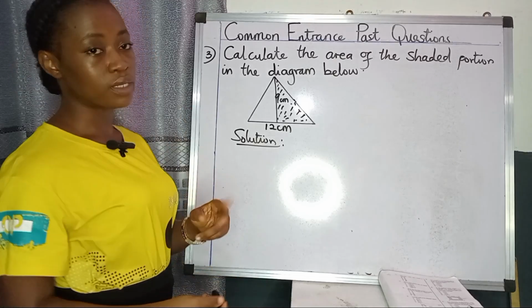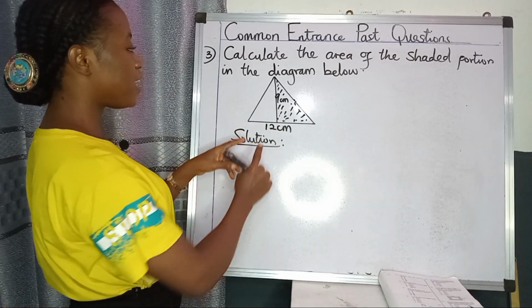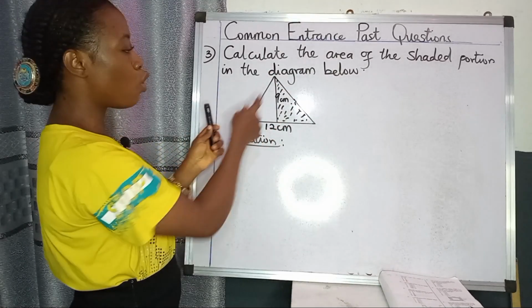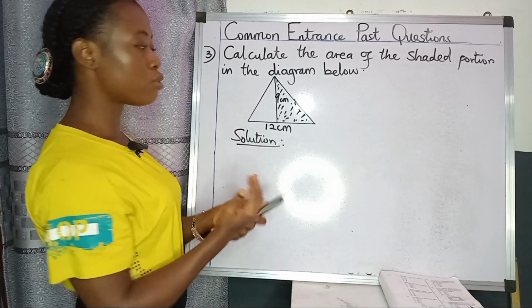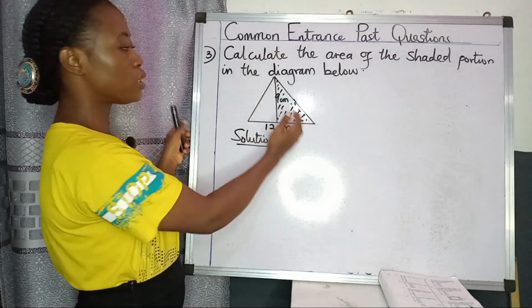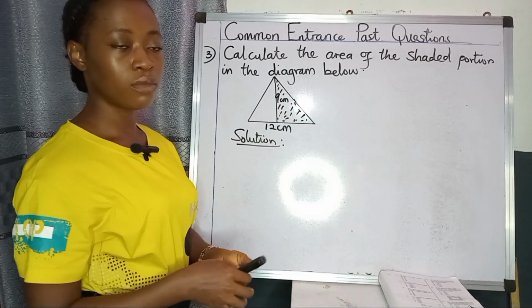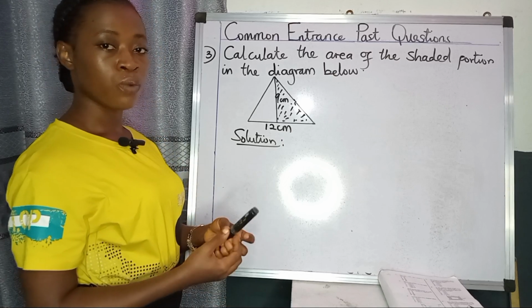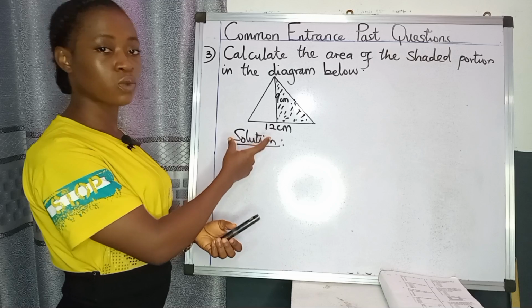Now, there are two ways to do this. The two ways are, either you find the area of this whole triangle and then divide whatever you get by 2, or you simply cut out the shaded part of this triangle and find the area, right? So we are going to use the two methods to get the answer to this question.